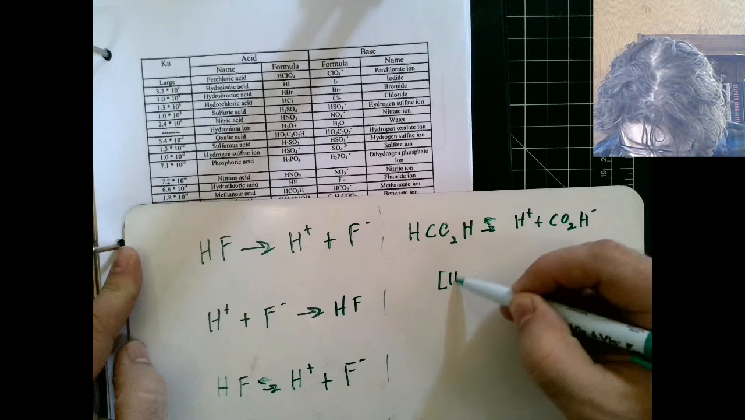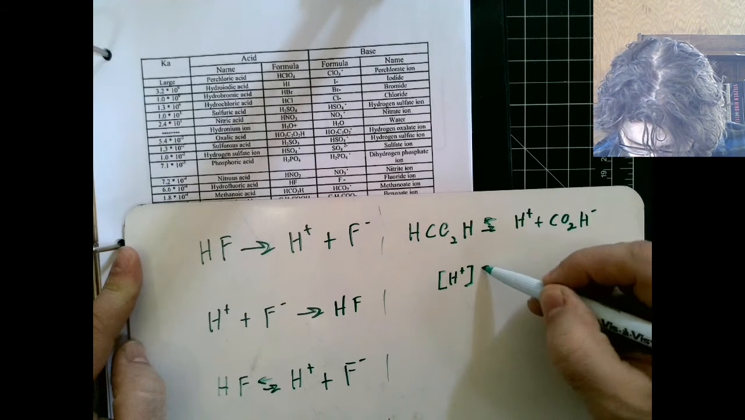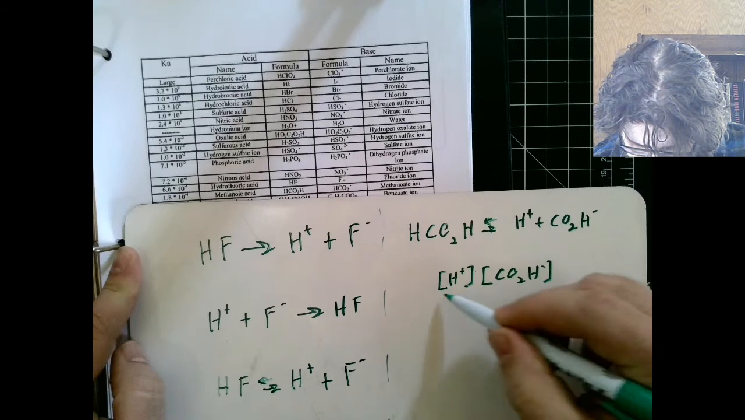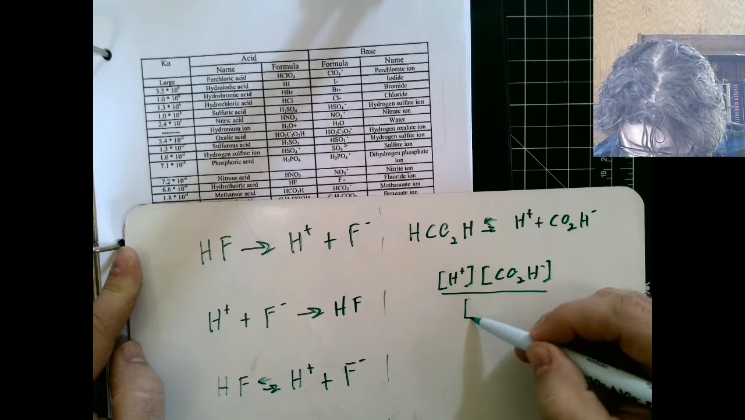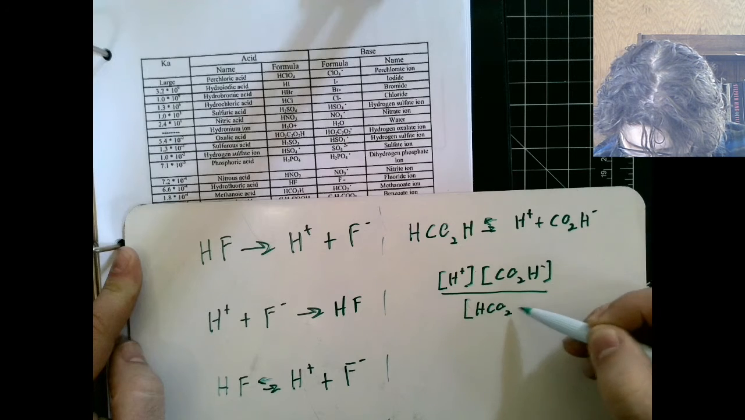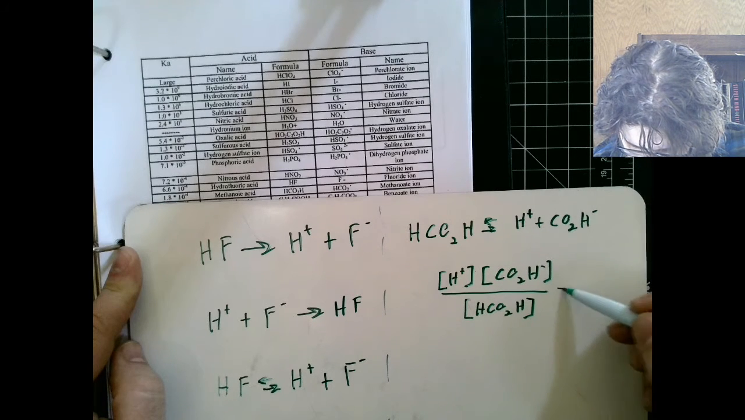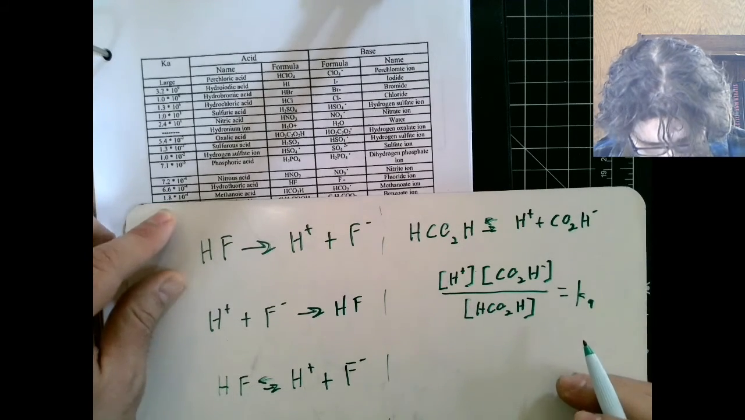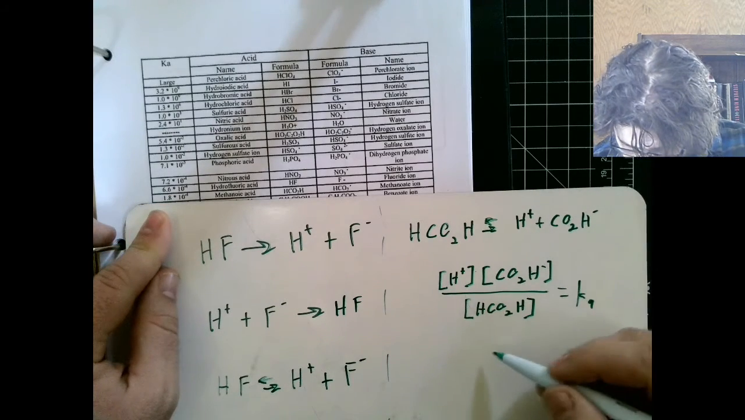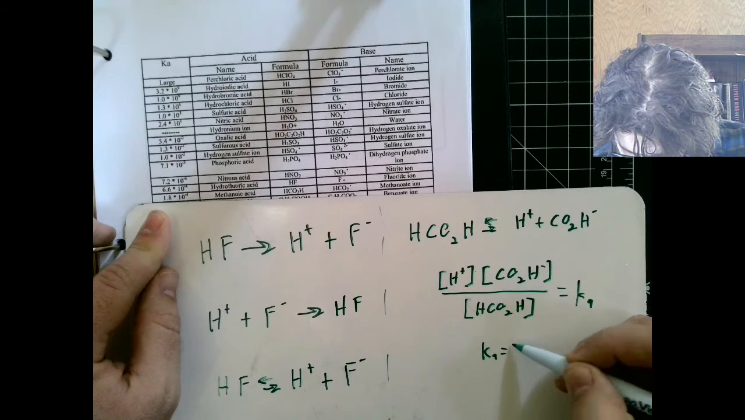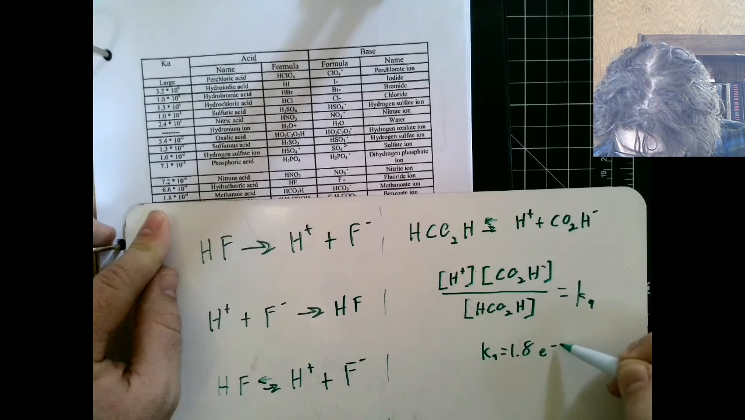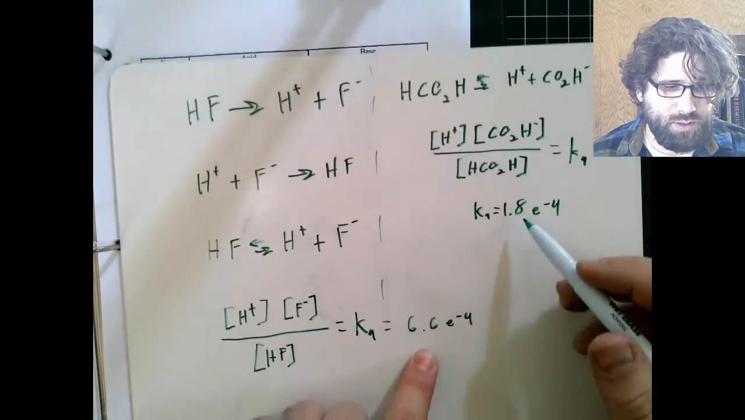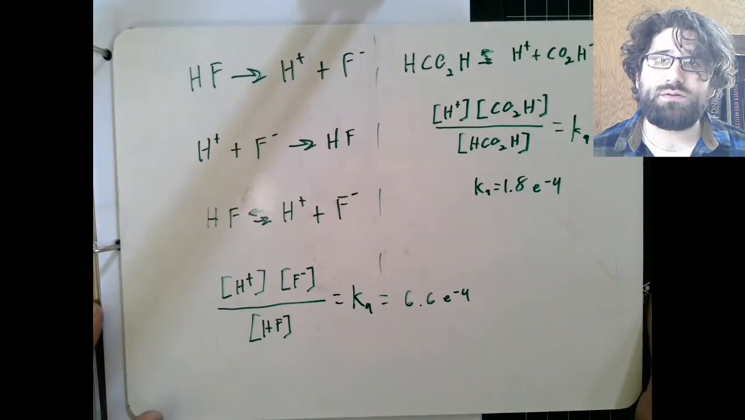That would also be H plus times CO2H minus over the concentration of HCO2H equals Ka, and for that one we get 1.8 times 10 to the negative 4th. So that Ka equals 1.8 e negative 4. So you see those are different numbers. So those are going to disassociate by a different amount.